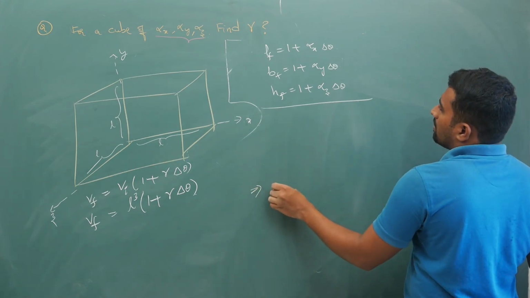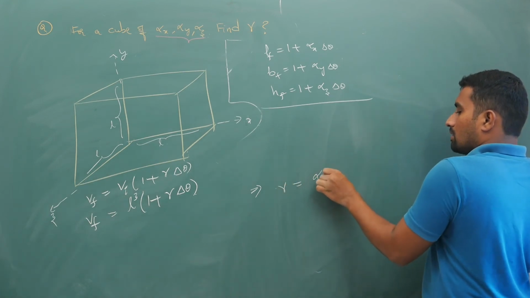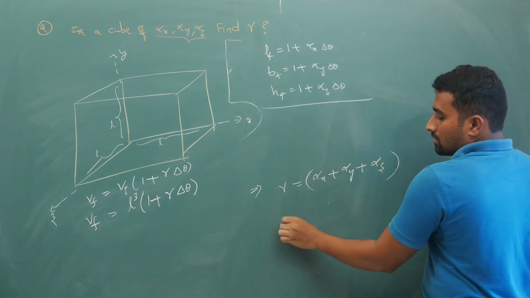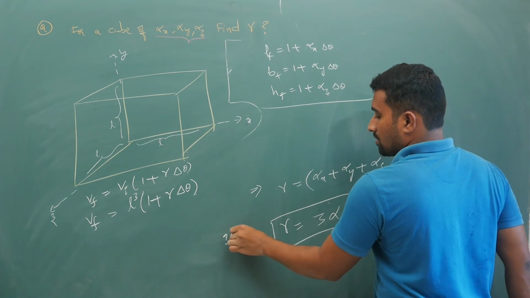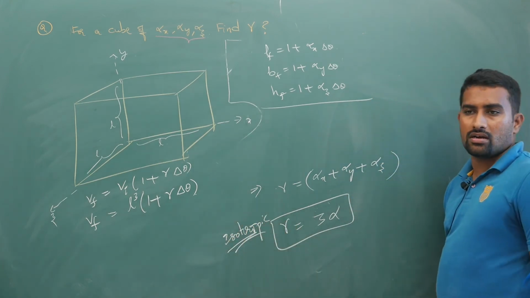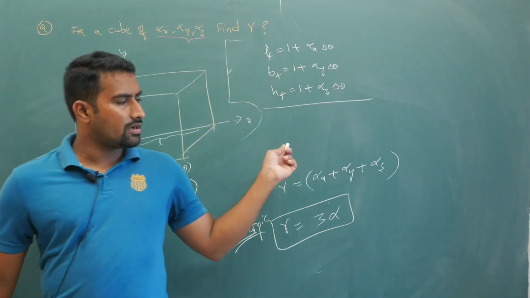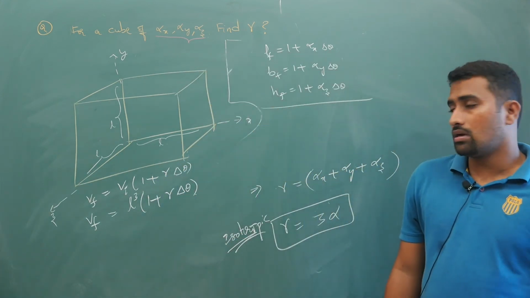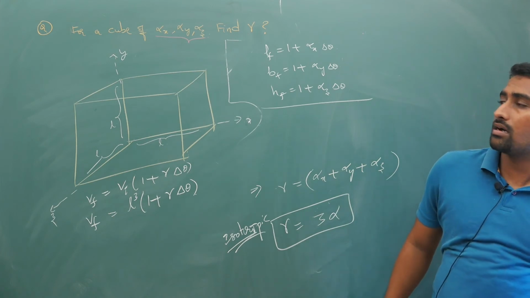If I am correct, you are going to get gamma is equal to alpha x plus alpha y plus alpha z after simplification. So for isotropic solid, gamma is equal to 3 alpha. Okay, so like this, for different solids you can relate this alpha, beta, gamma, taking that shape and following the basic logic like this. For a cube it is like this. Now you have got the relation between alpha, beta, gamma.